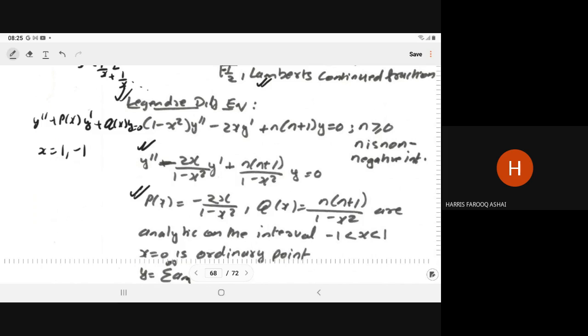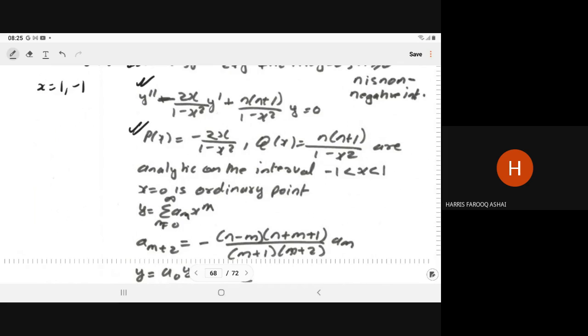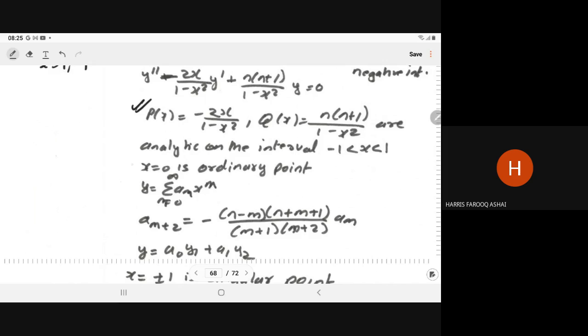It means x equal to 0 is analytic. It is the ordinary point. So in section 28 we have the solved example for this, that's why I'm not going into that. For the ordinary point we have the power series solution, section 28. There we have the solved example, so in section 28 you can find its solution for x equal to 0, which is the ordinary point.